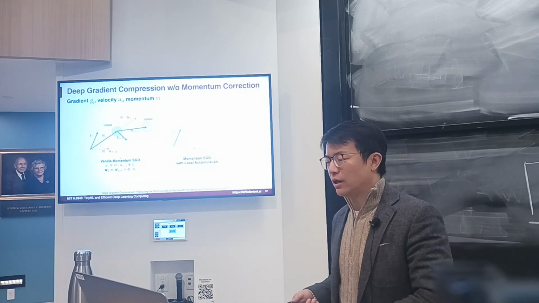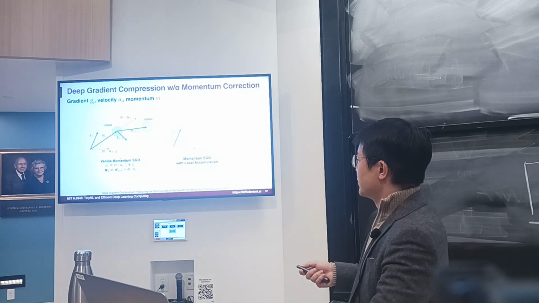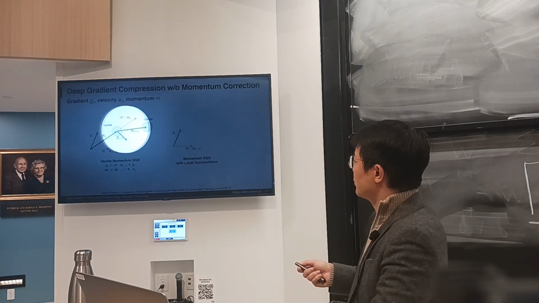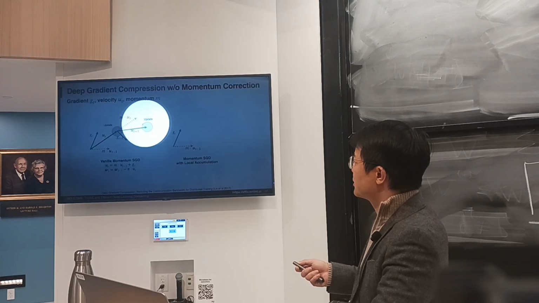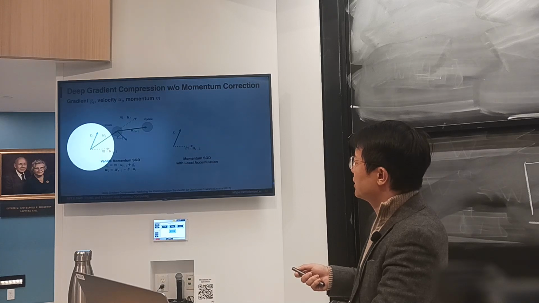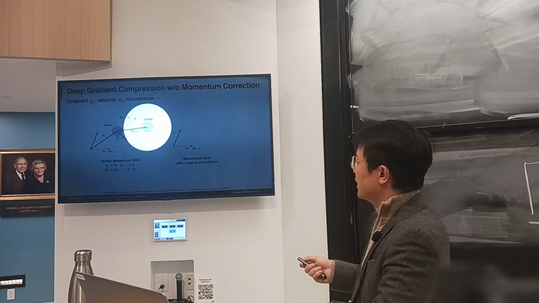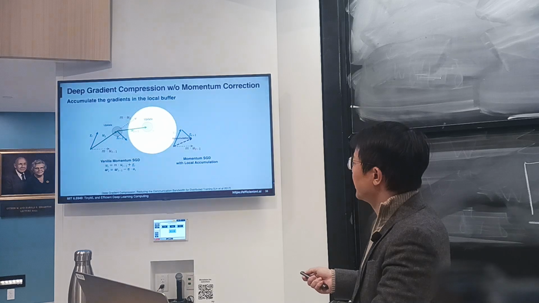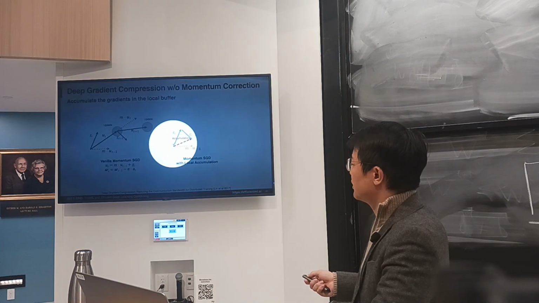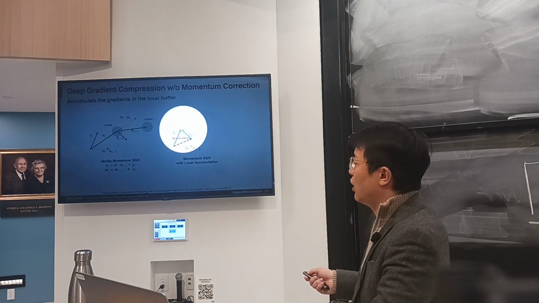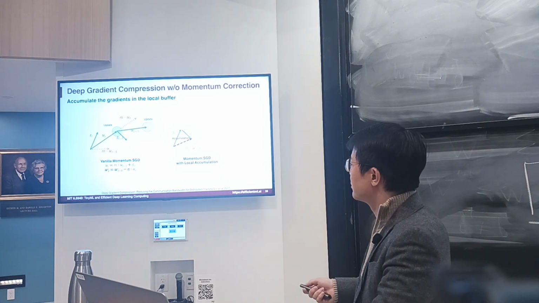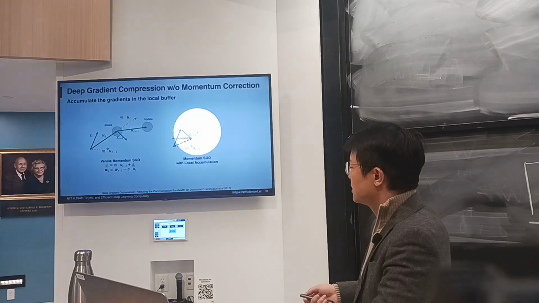So let's see how that looks on this graph. So this is the vanilla momentum SGD. We get u_t, we get u_{t+1}, we get 2 updates, and the weight started from here, got here, finally it landed here. And in momentum SGD with local accumulation, we are accumulating the gradients in the local buffer. If the gradient is small, we accumulate it. After it gets large, we send it out. So this is the accumulated gradient.